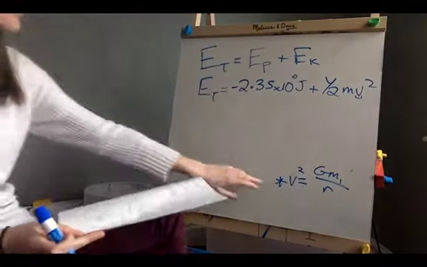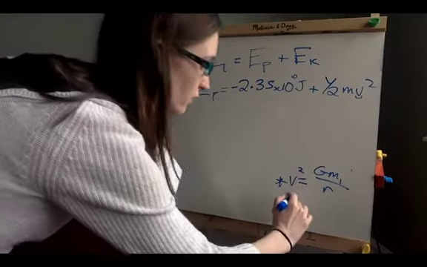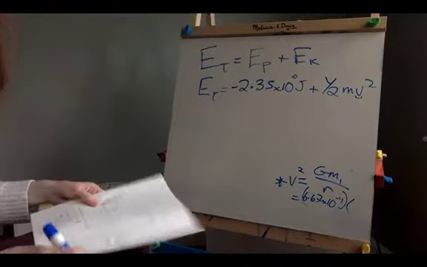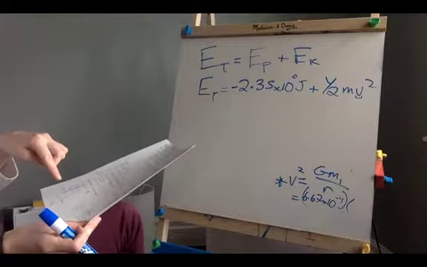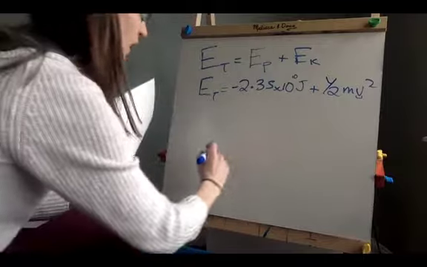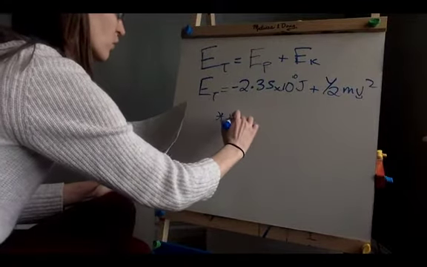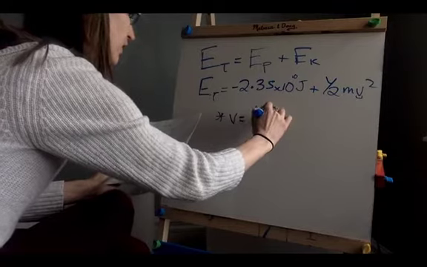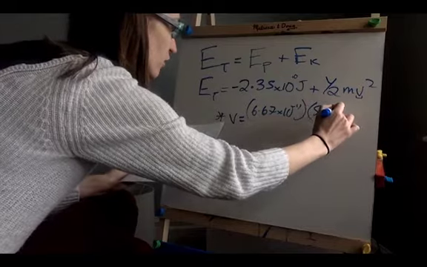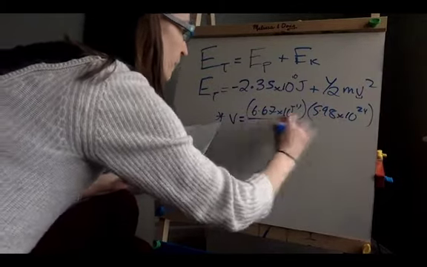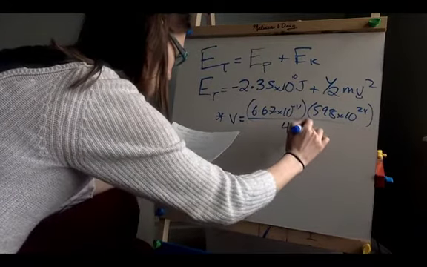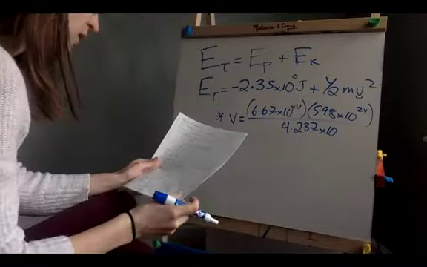So we can solve for this using our gravitational constant, 6.67 times 10 to the negative 11, multiplied by the mass of the Earth, which is 5.98 times 10 to the 24. So I'll do a side note here. Your v is going to be 6.67 times 10 to the negative 11, the gravitational constant, multiplied by the mass of the Earth, 5.98 times 10 to the 24, all divided by your radius, which is 4.237 times 10 to the 7.